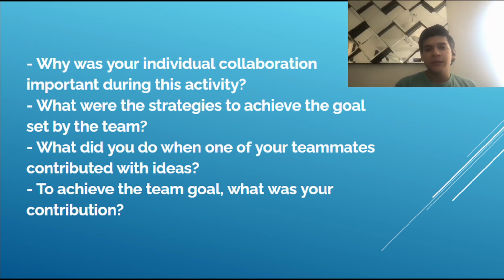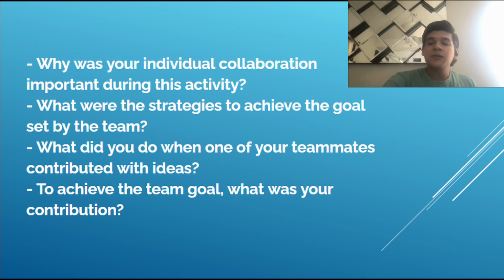Now I'm going to answer my questions for this activity. The first one is, why was your individual collaboration important during this activity? I think that my collaboration in this activity was important, and everyone else's, of course, because with the help of everyone, we can have new ideas and get to know what to do in this activity. The next one, what were the strategies to achieve the goal set by the team?